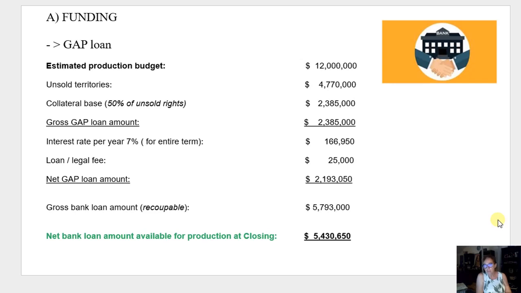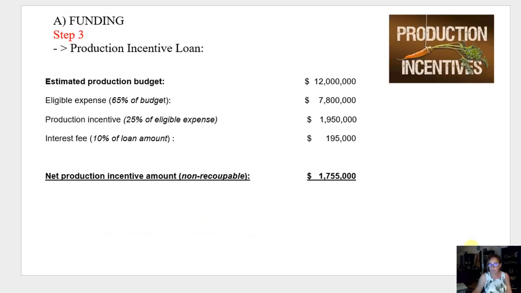So if we look at both our gross loan amount, the gross pre-sale loan amount, and the gross gap loan amount, our gross loan will be $5,793,000, and that is the loan we will have to pay back because that's the number that pays for the interest and the legal fees. What we have available for us right now to cover our production cost is only $5,430,650 because these fees are being deducted from us, right? And they're paid later in the recoupment phase.